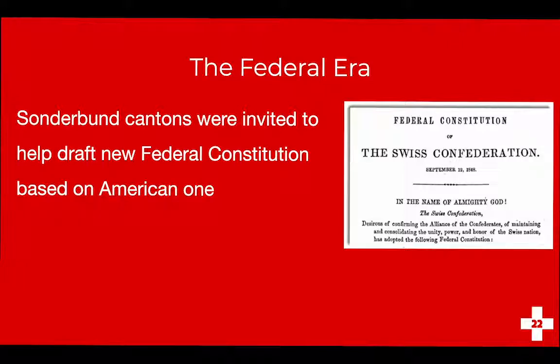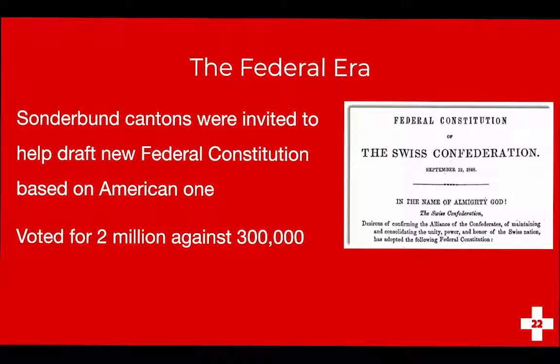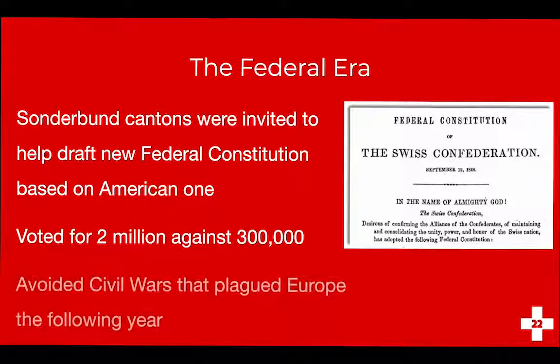So very heavily inspired by the American one, and they took a national vote on whether to adopt it, and it was a landslide victory for adopting the Constitution, 2 million to 300,000. They basically ended this all in 1957, and they avoided all the civil wars that plagued Europe the following year.